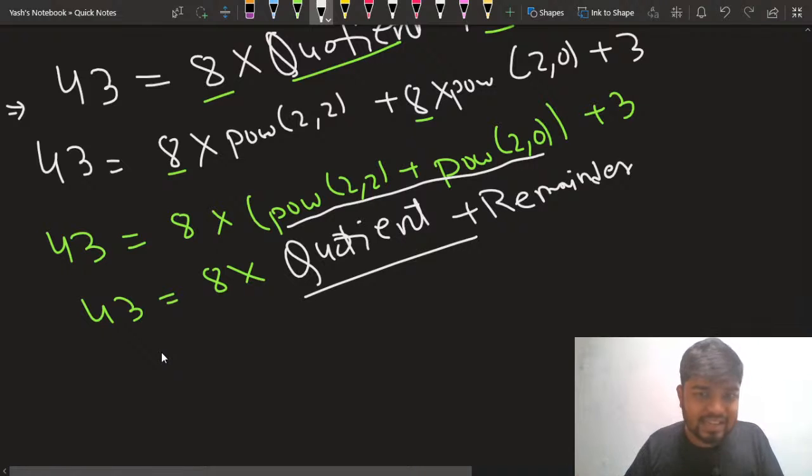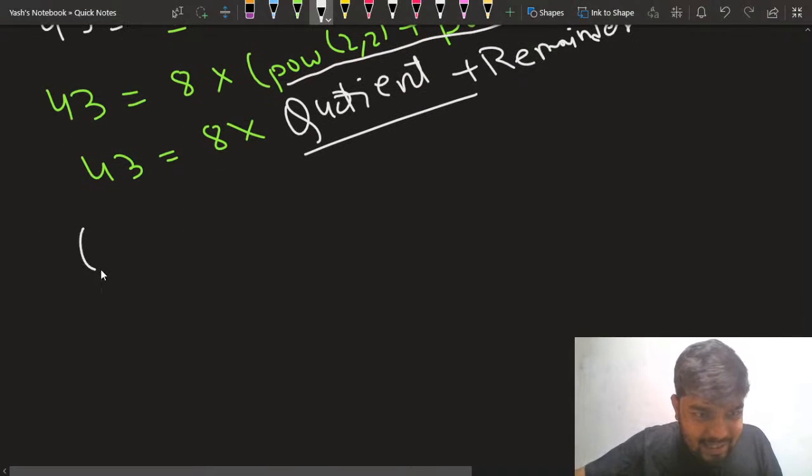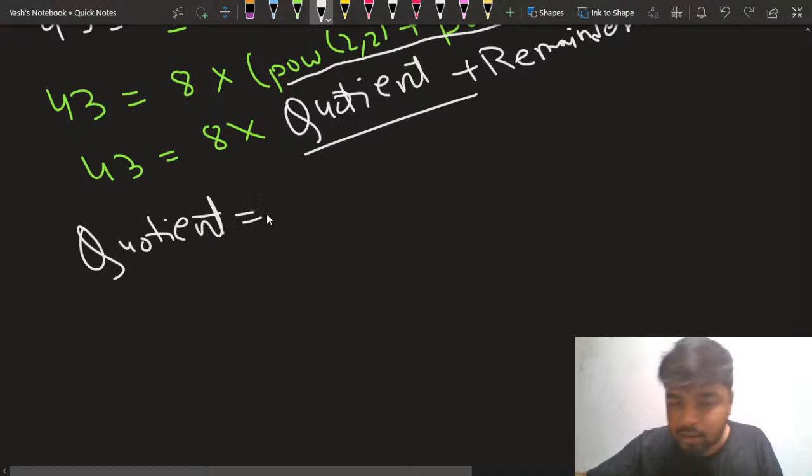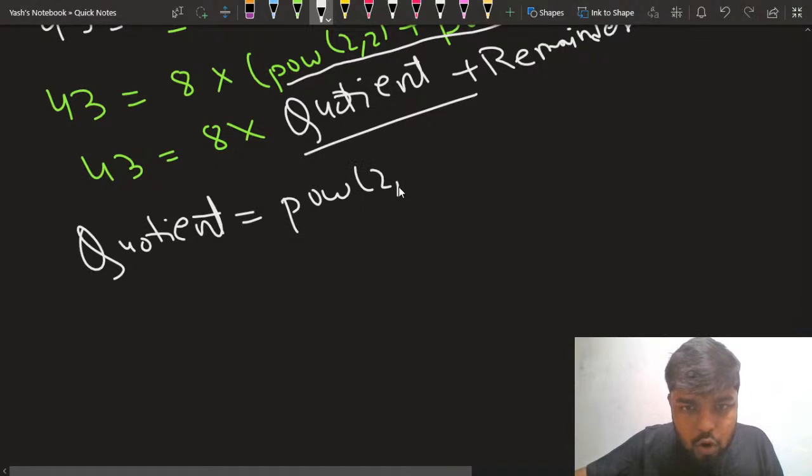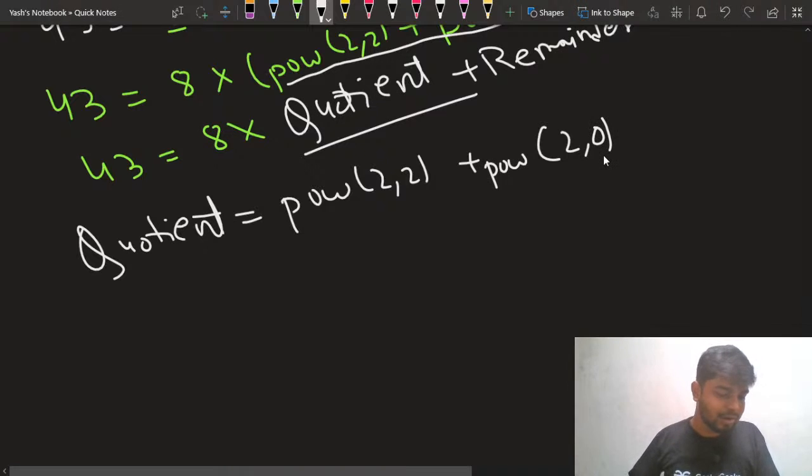Now what I'm saying is, let's take out this quotient. So what is this quotient? The quotient is nothing but 2 to the power of 2 plus 2 to the power of 0, right?